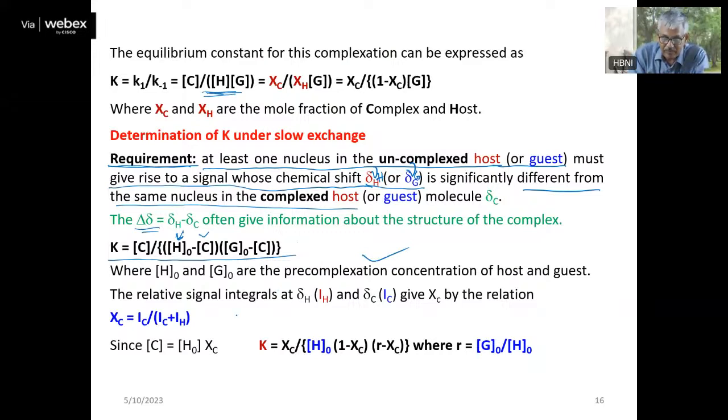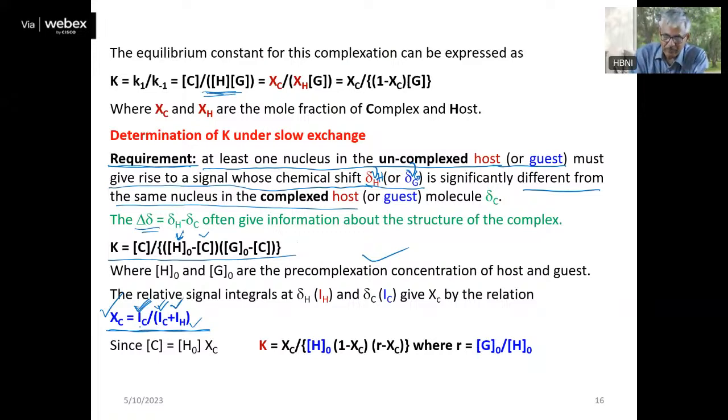And how will we find out those fractions? You can find out the fraction of the complex by taking the integration of the peak due to the complex divided by the integration of the complex as well as the host. So that will give you the fraction. What is XC? XC is whatever is coming from the signal, whatever is complex, divided by the total. Molarity or mole fractions you have to see. So there, you are correlating with the intensity or integration of the peaks.